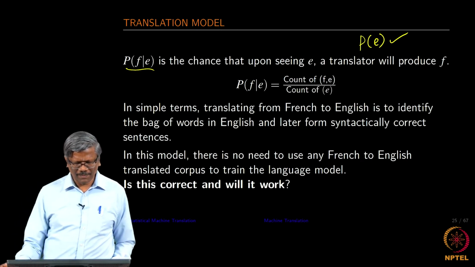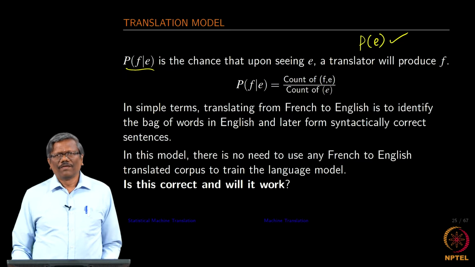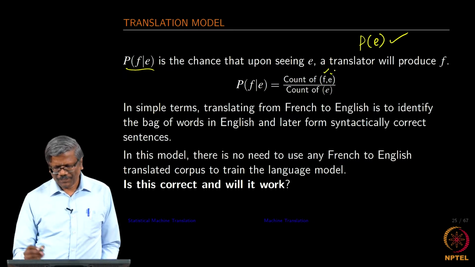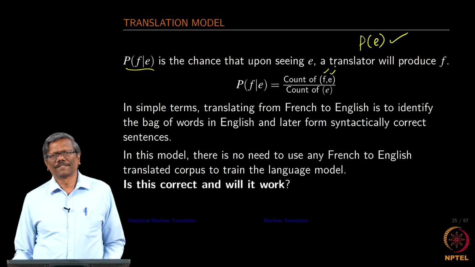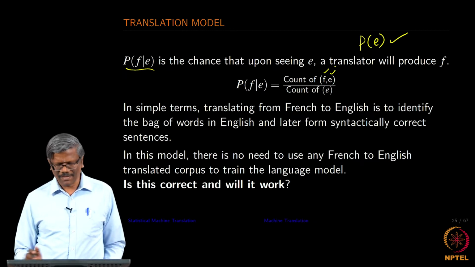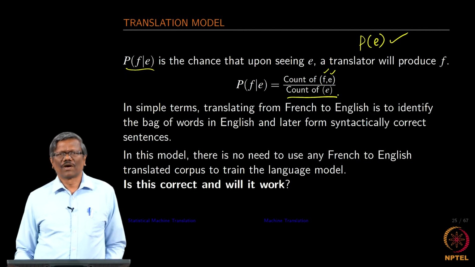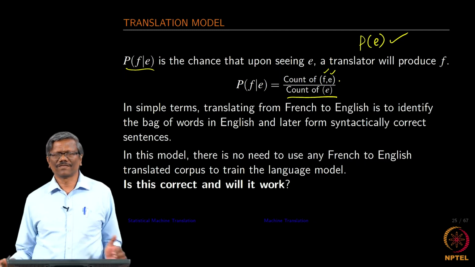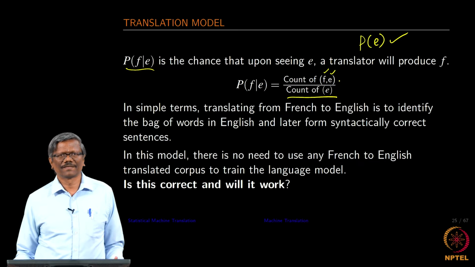So, one way is to find the count. The count is the count of the French and the English sentences, and then use the normalizing factor of this, and finally produce a parameter value for this. So, in simple terms, translating from French to English is to identify the bag of words in English and later syntactically correct the sentences to produce the right English sentence.